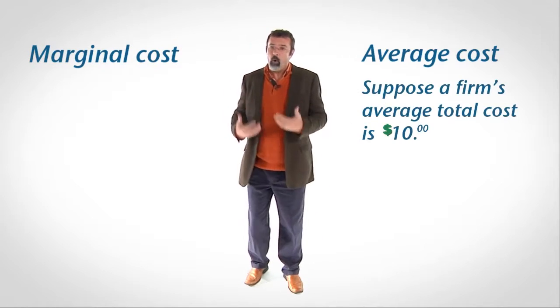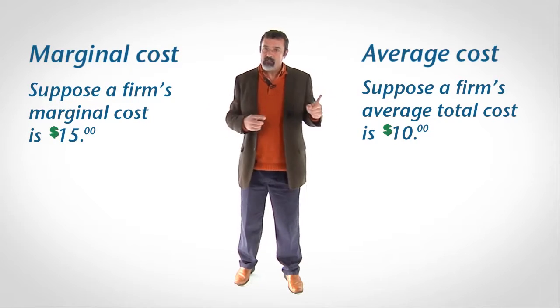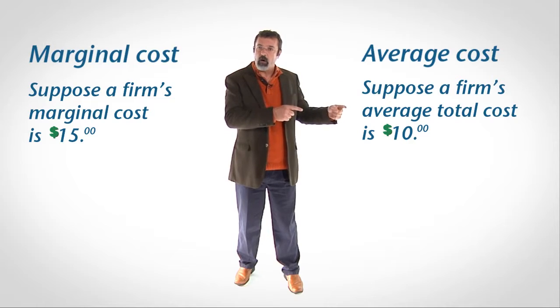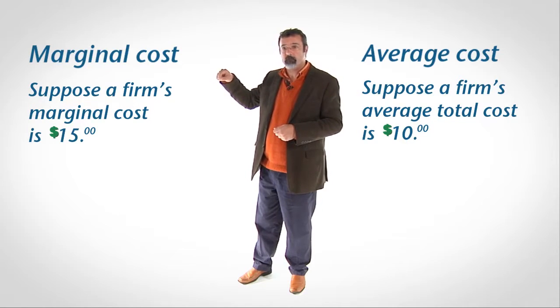For example, suppose a firm's average total cost is $10 and its marginal cost is $15. This means that all the units the firm has produced so far have cost the firm an average of $10 each. But the next unit the firm produces will cost the firm an additional $15. Recall that marginal product tells us how much more the firm will produce if it hires another worker or purchases more materials. Marginal cost combines the cost of the workers and materials with the additional output those inputs produce to tell us how much it will cost if the firm produces one more unit of output.